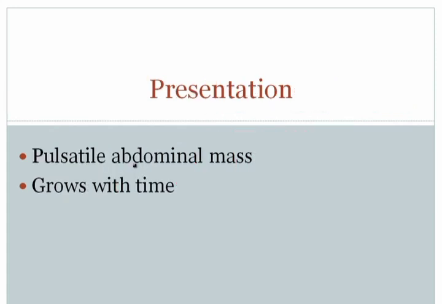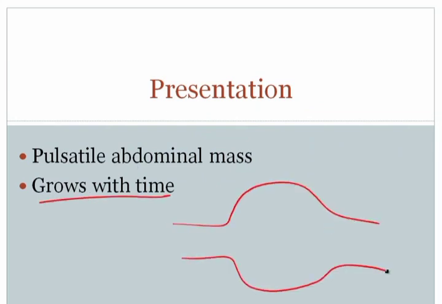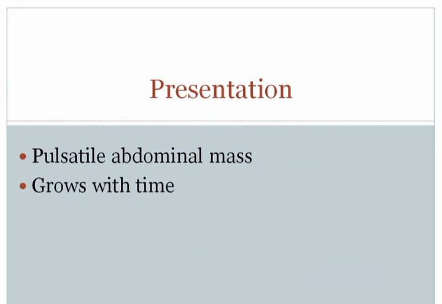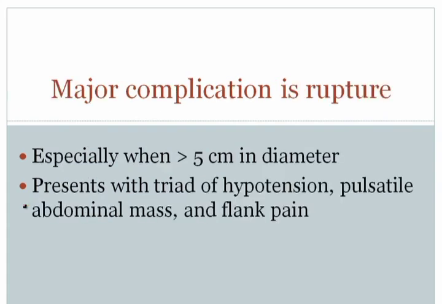How do these patients present? They present with a pulsatile abdominal mass that grows with time. As you get an aneurysm, one of the complications is that you've increased the wall stress, and so these aneurysms can over time expand. And as they expand, the feared complication becomes rupture. So the patients will present with a pulsatile abdominal mass that will grow with time. The major complication, of course, is rupture, especially when it's greater than 5 centimeters. This number is key. Greater than 5 centimeters, there's a very high risk of rupture.